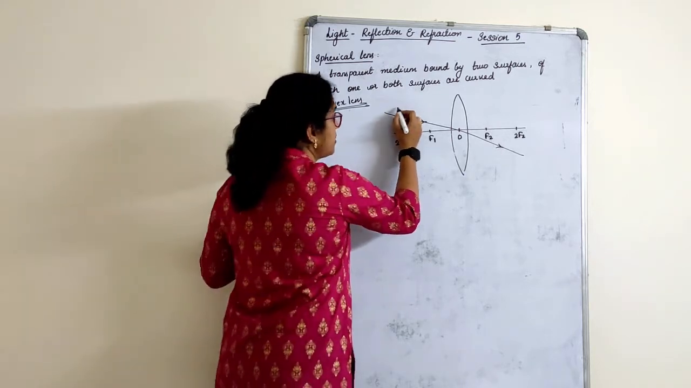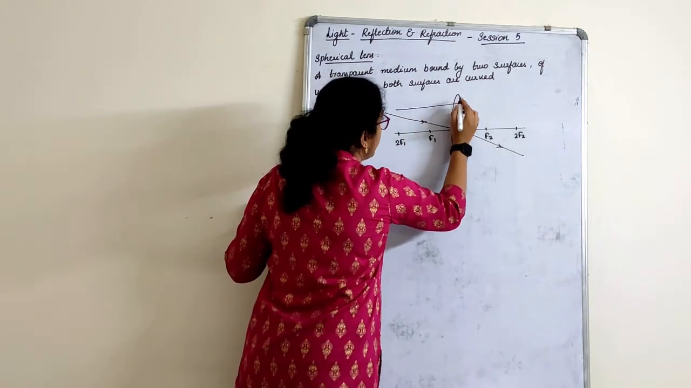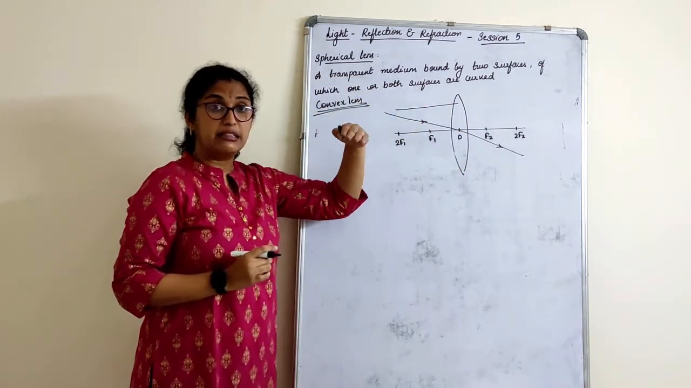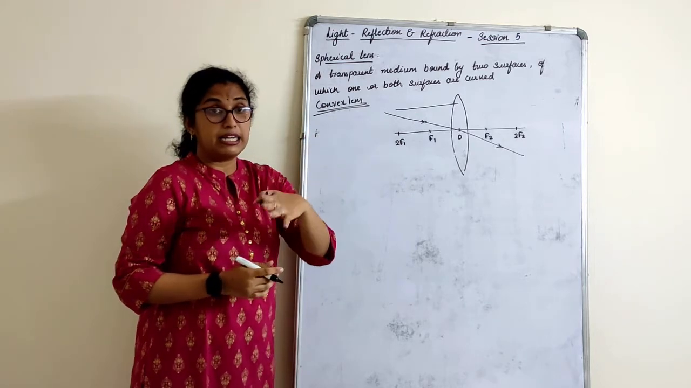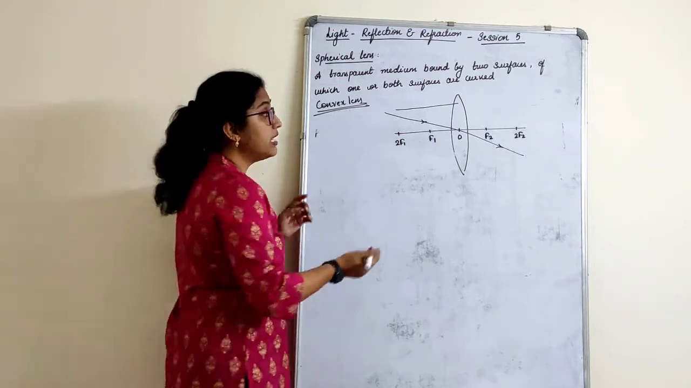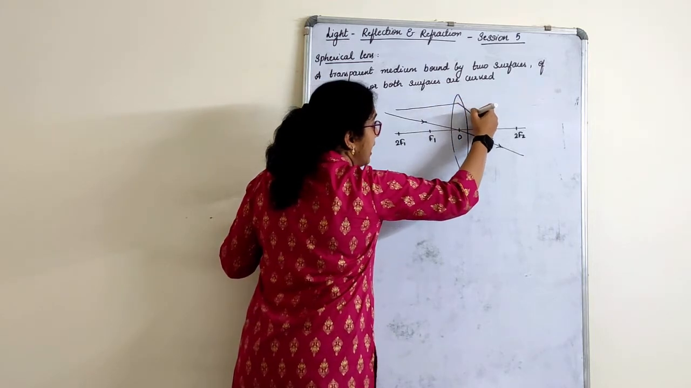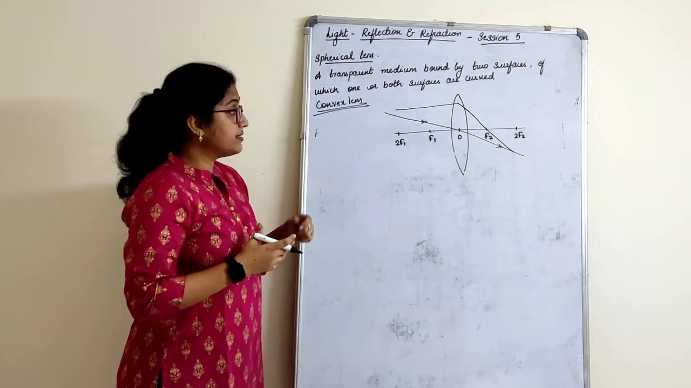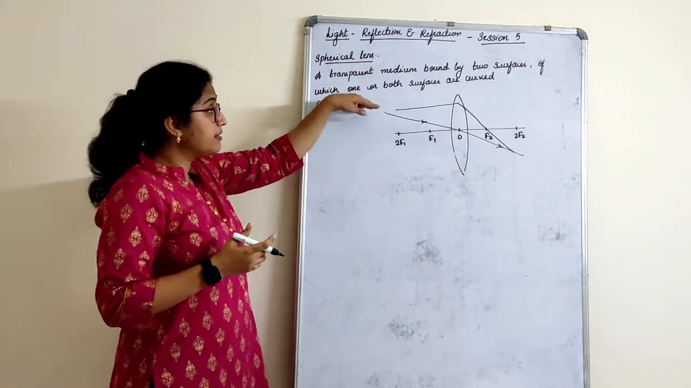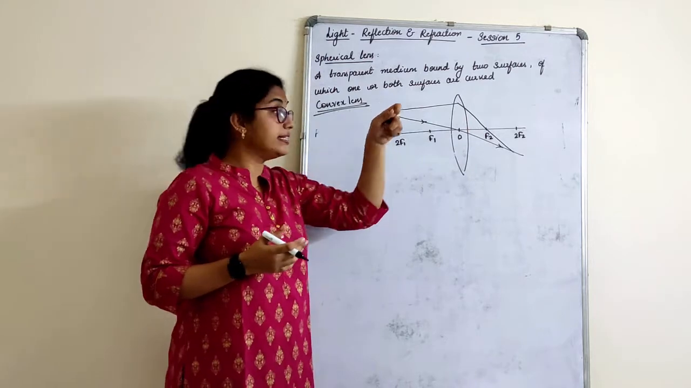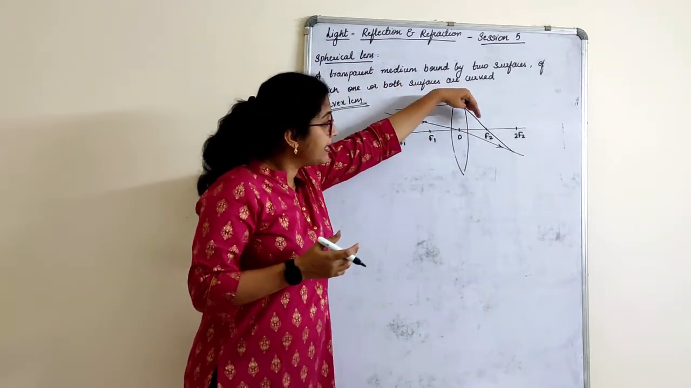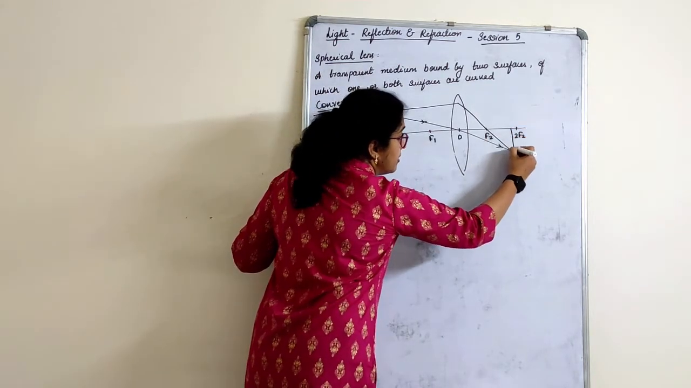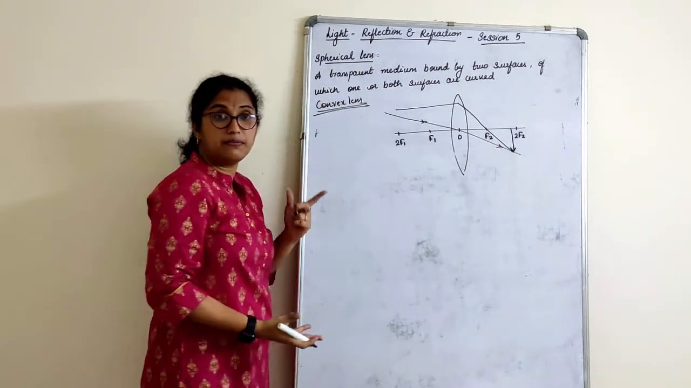The second rule is that any ray which strikes the lens, the minute it strikes the lens, has to bend. We know that bending of a light ray is called refraction. That light ray will bend and pass through the focus. The point of intersection of the ray which has passed through the optic center and the ray which has bent and passed through the focus is where the image is formed.